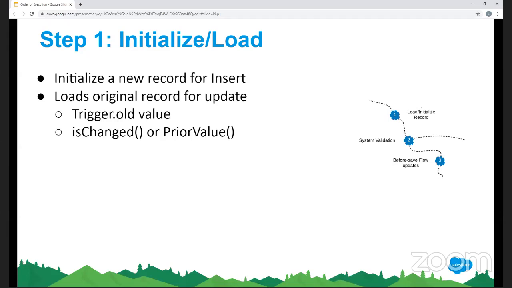Why is this step important? When you are talking about the old value in a trigger or in configuration, you always check isChanged or the prior value, right? So you should know what the original value was before this particular save happened. So this step is very, very important to collect that value.